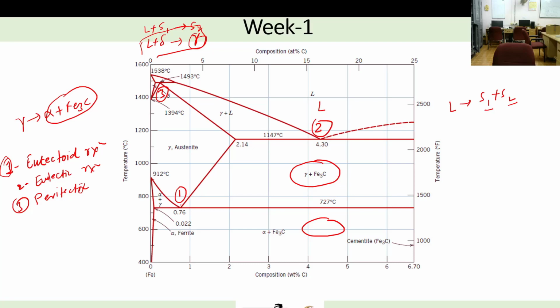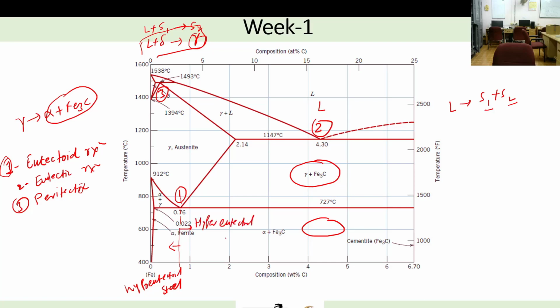Now just now somebody told about the hyper and hypo. For any reaction, let's say this reaction number 1, which is a eutectoid reaction, that eutectoid reaction occurs at a bulk carbon concentration of 0.76 weight percentage of carbon. So if you are lying on the left side of this carbon concentration, if your carbon concentration is lower than 0.76, then that steel is known as hypoeutectoid steel.